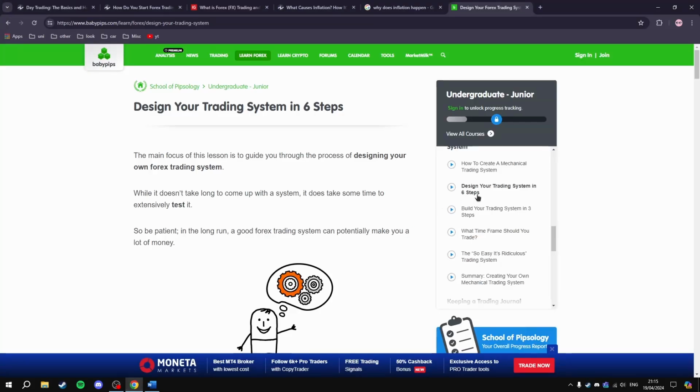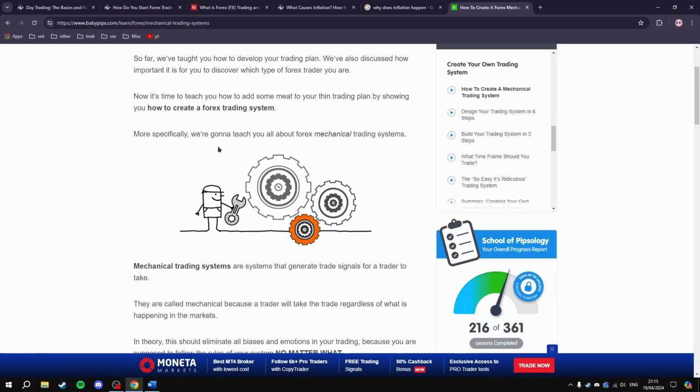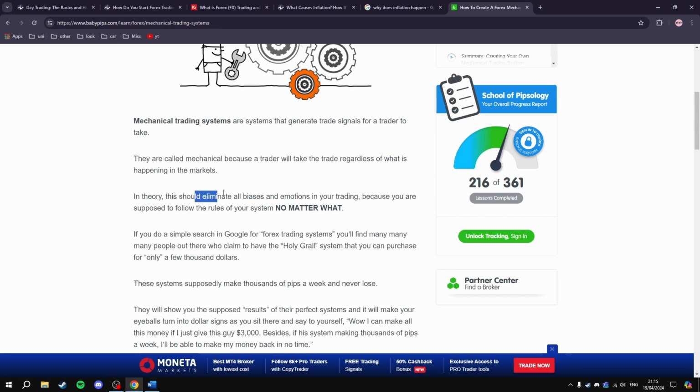So in the last episode we went through how to create a mechanical trading system. Basically mechanical trading systems are systems that generate trade signals for a trader to take. They're called mechanical because the trader will take the trade regardless of what is happening in the market. Therefore this should eliminate all biases and emotions in your trading because you're supposed to follow the rules of your system no matter what.